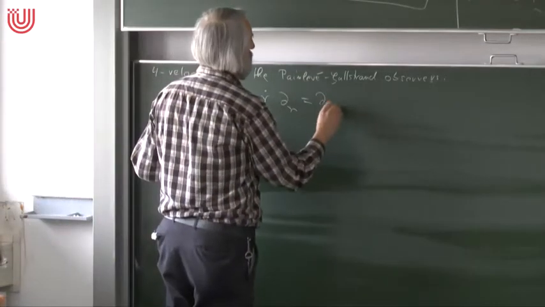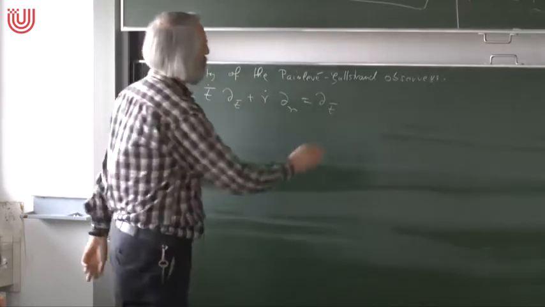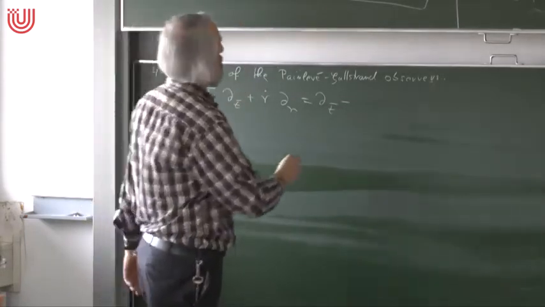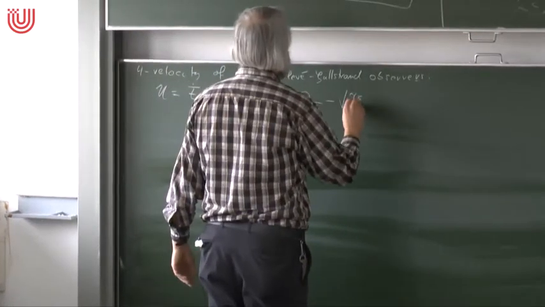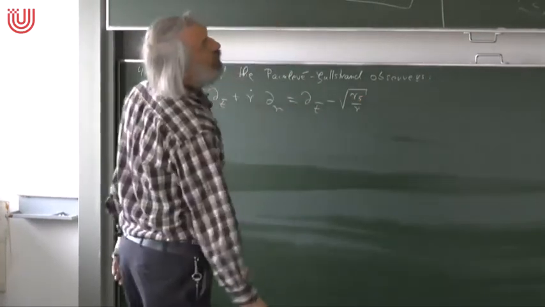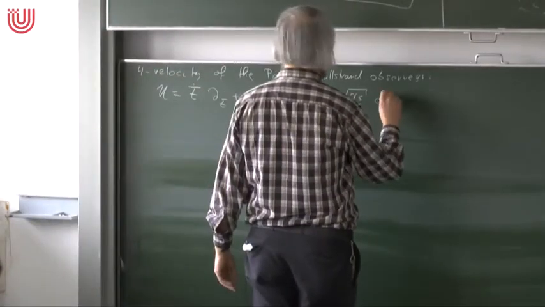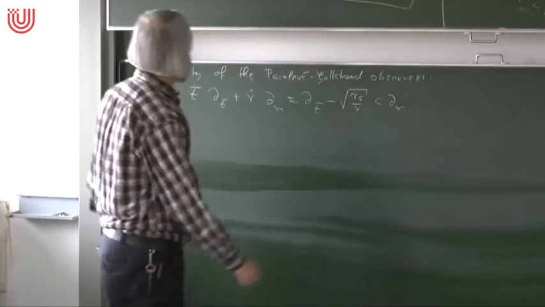So I have just dt bar. And what was the r dot? It was something negative, right? The r dot, it's up there in the box. It's minus root rs over r. And I have to take the c to the other side. So it's c times dr. That's it.